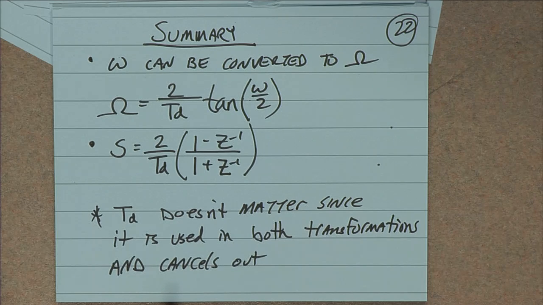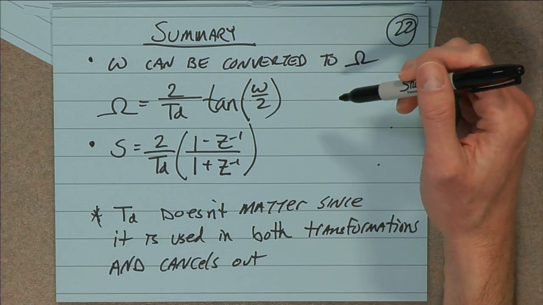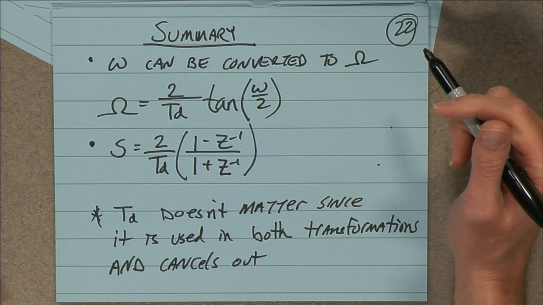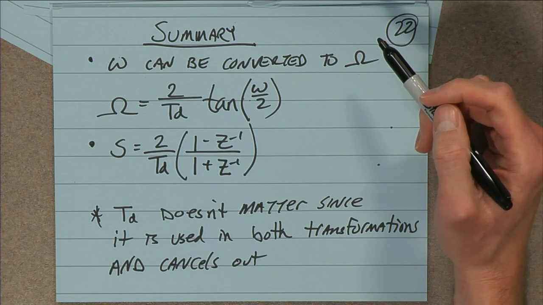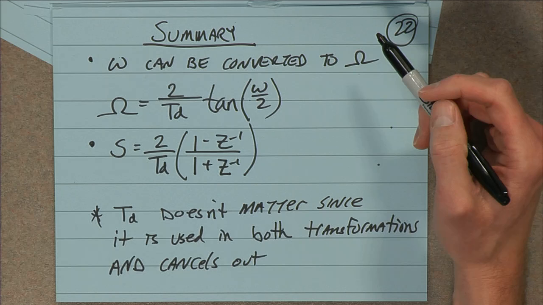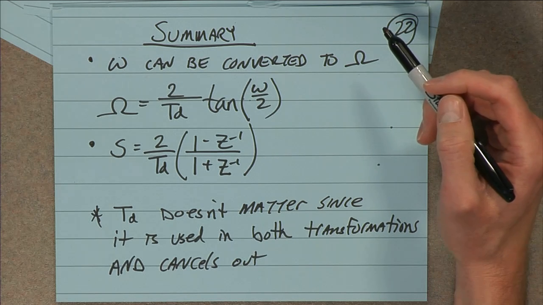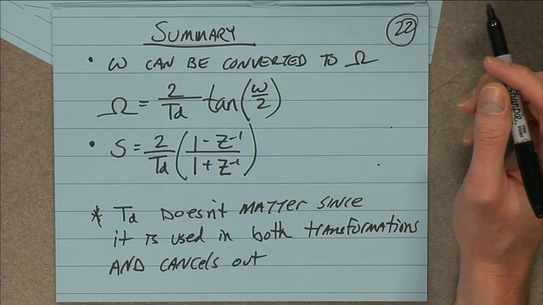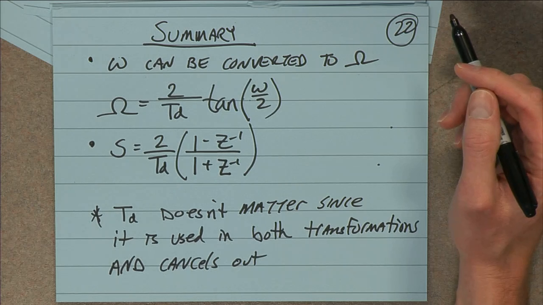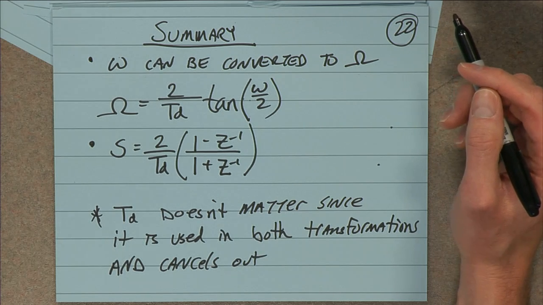What do you mean they canceled out? Because this is for filter design only, so we're designing a filter. I give you a spec of, let's say, a cutoff frequency of pi over 4. And then you're going to design a filter to do that, and you're going to design it in continuous time.